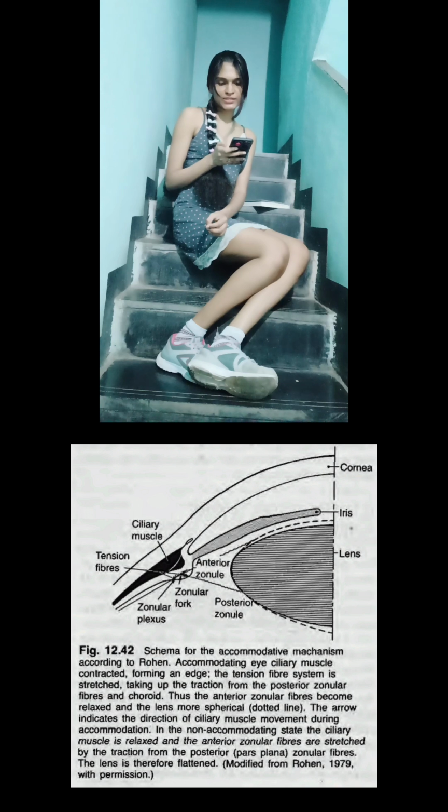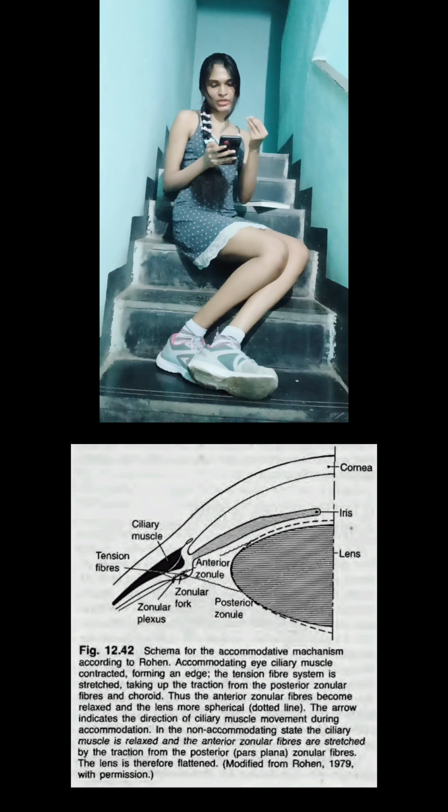The arrow indicates the direction of the ciliary muscle movement during accommodation. In the non-accommodating state, the ciliary muscle is relaxed and the anterior zonular fibers are stretched by the traction from posterior pars plana zonular fibers. The lens is therefore flattened. Normally, posterior zonular fibers are under stretch and this stress is reflected on the anterior zonules. So anterior zonules and posterior zonules are under stretch or under traction.